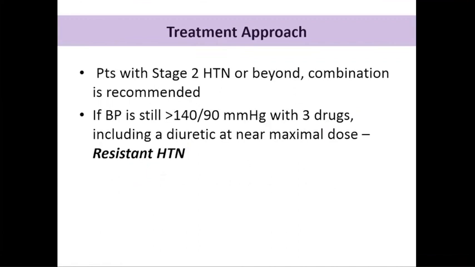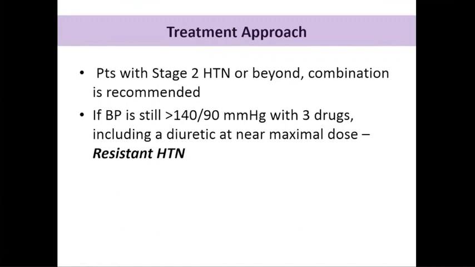If already more than 160 millimeter mercury, always give a combination tablet, but in lower dose. So in older people, the best combination you can give is thiazide type diuretic plus ACE inhibitor, or we can give calcium channel blocker plus ACE inhibitor.